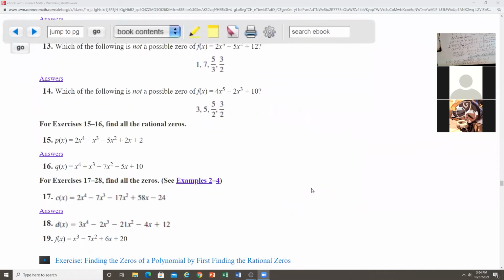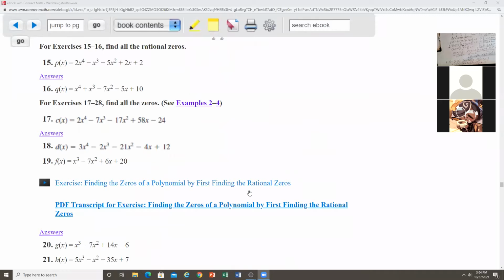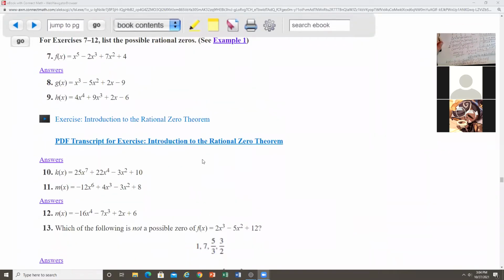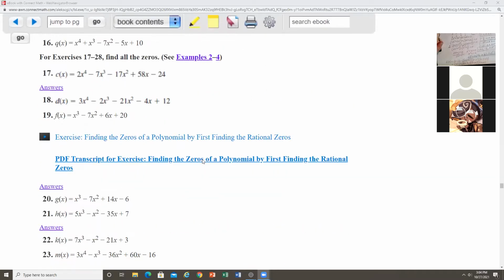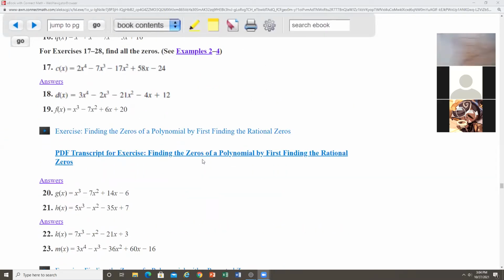All right, problem number 18. I want to look at that one there. For number 18, it says find all the zeros of this fourth degree polynomial function. This is number 18 in your textbook on page 341. Try another one.